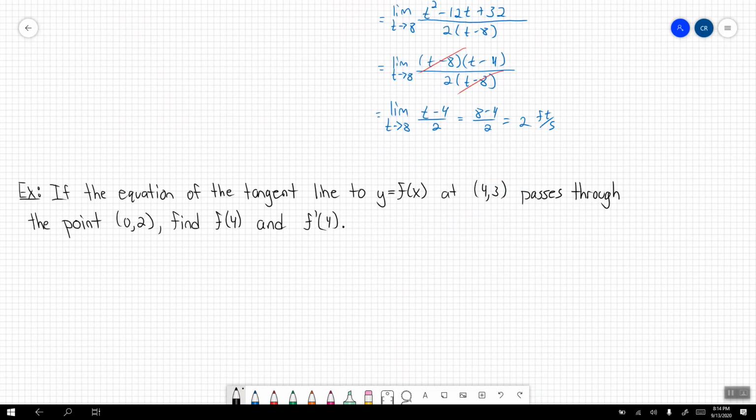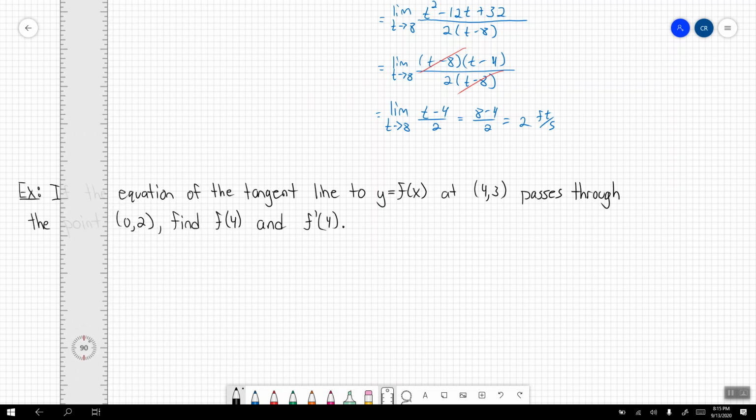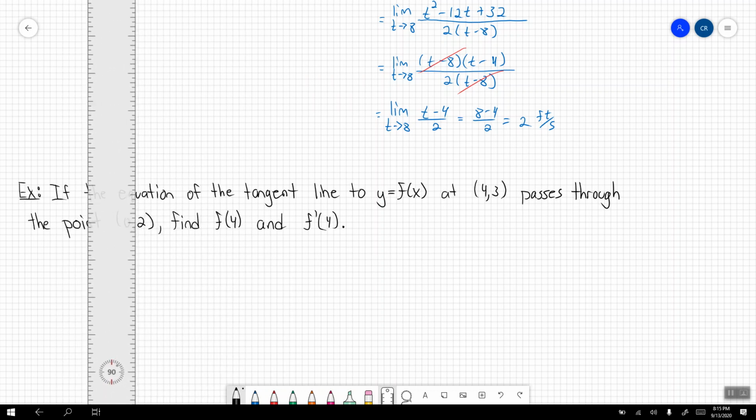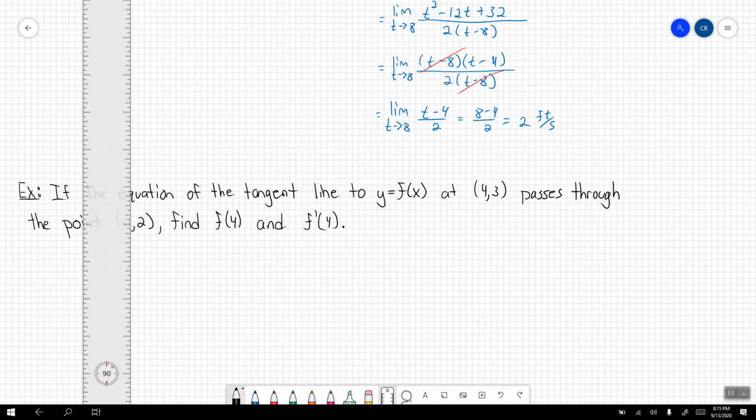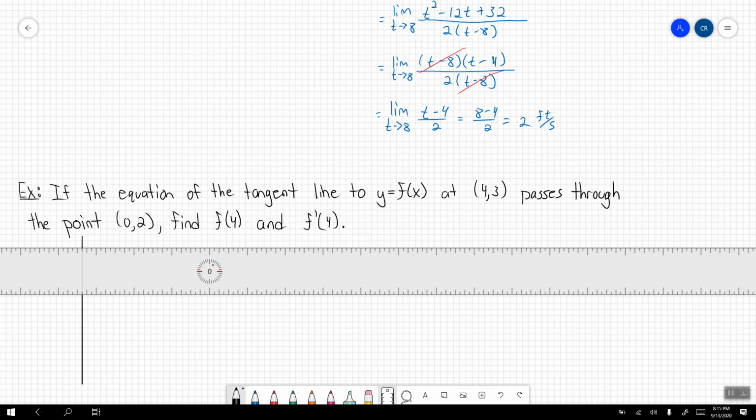All right, so here's your question. This says that if the equation of the tangent line to the function y equals f of x at 4, 3 passes through the point 0, 2, find f of 4 and f prime at 4. Okay, so again, we have a few things to consider here. What I want to do really quickly is draw a sketch of what they're telling me. That way I can extract a little bit more and I can work with that.